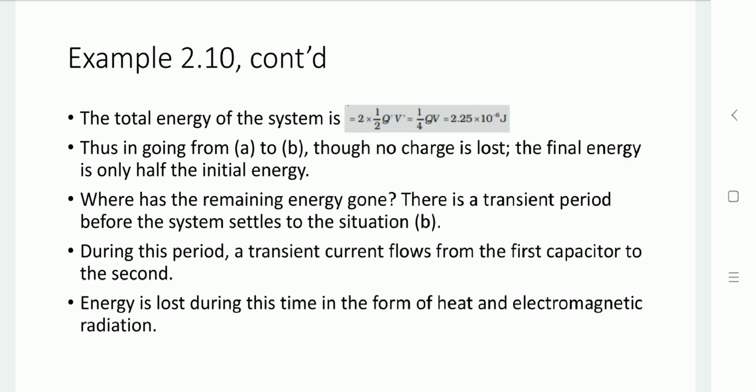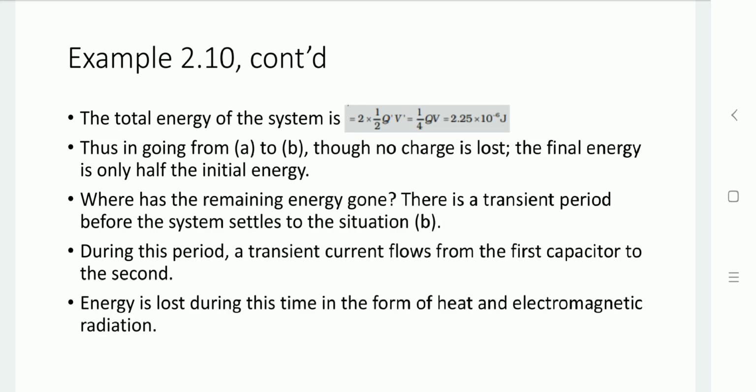So another question is, what is the electrostatic energy stored by the system? Thus in going from A to B, though no charge is lost, the final energy is only half the initial energy. So where has the remaining energy gone? There is a transient period before the system settles to situation B.